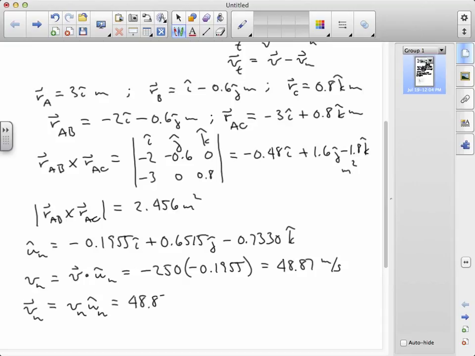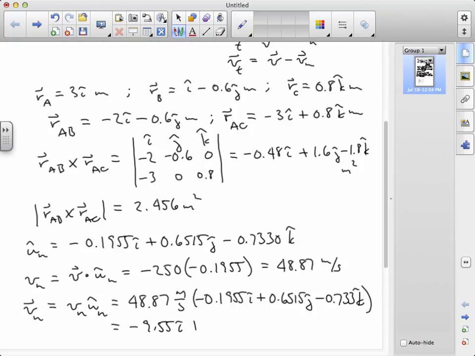The normal velocity vector is that 48.87 meters per second on the unit vector, and that gives us 48.87 on our unit vector, and those values end up being minus 9.55 I plus 31.84 J minus 35.82 K meters per second.